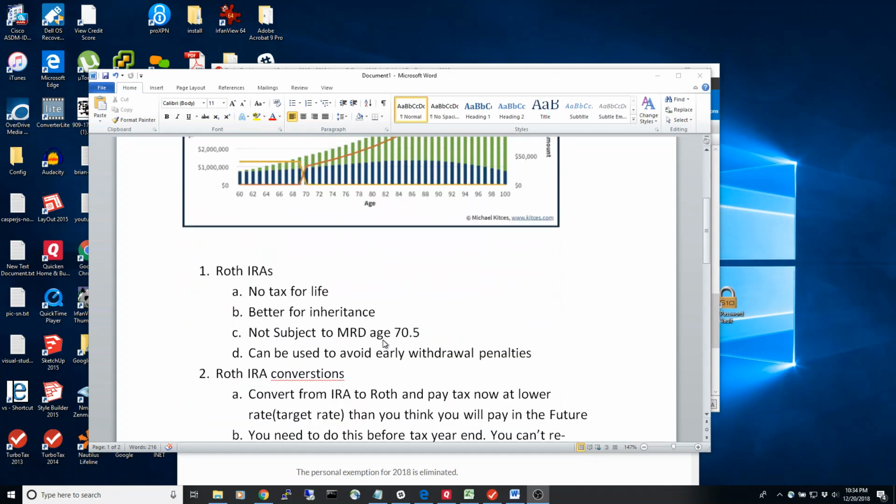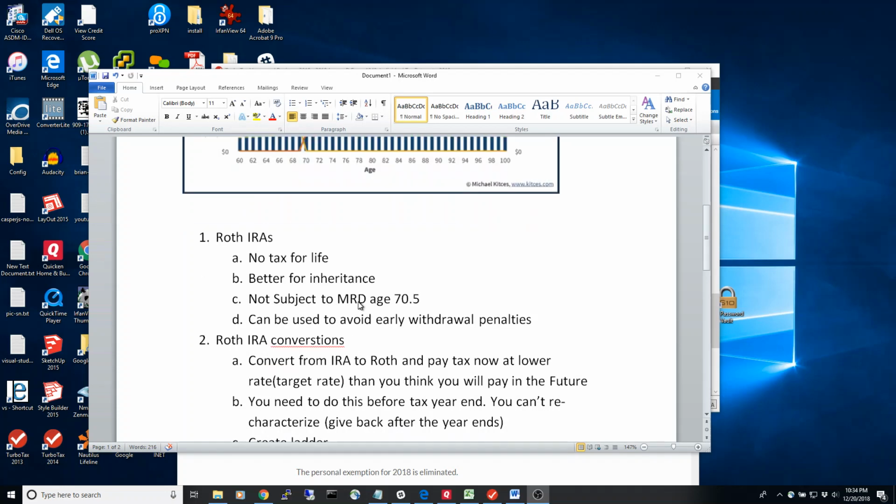So in general, Roths have no tax for life, and it's better to inherit a Roth. They're not subject to required minimum distributions at age 70 and a half, and they can also be used to avoid early retirement withdrawal penalties before age 59 and a half for early retirees.